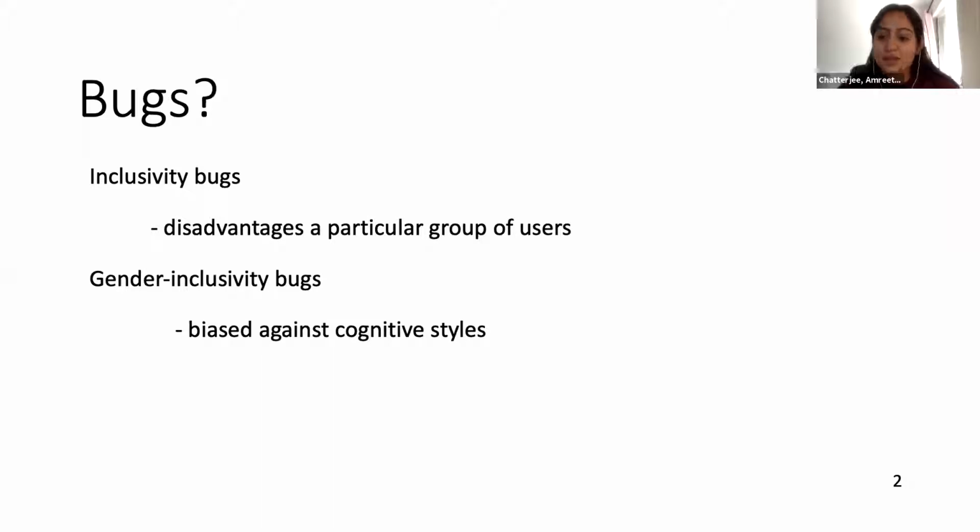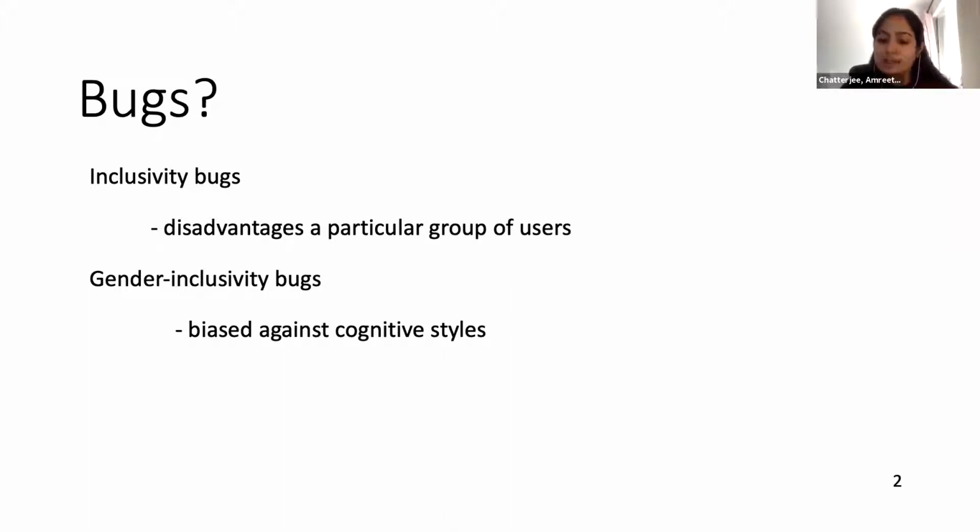So, we all know about bugs in software, but there's a new kind of bug which is the inclusivity bug. An inclusivity bug disadvantages a particular group of users of a software, and gender inclusivity bugs, as have been shown in past research, are biased against users' cognitive styles.